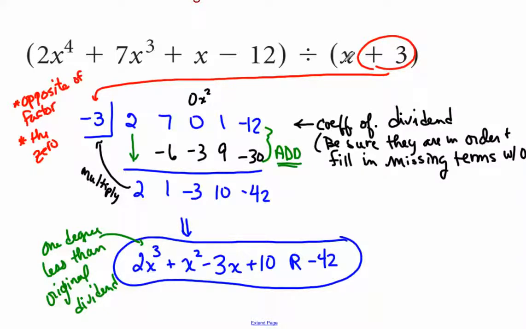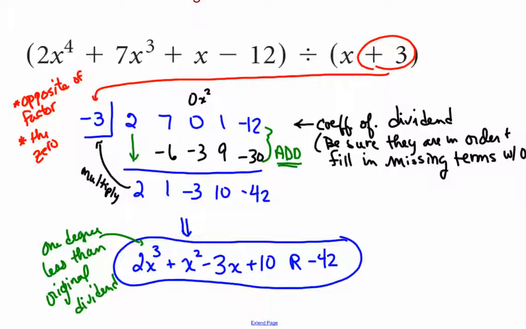Now, I took 2x to the fourth divided by an x plus 3. Well, 2x to the fourth divided by x is going to have to start with a 2x to the third. This is always going to be 1 degree less than what you started with. And you're using these as your coefficients. So 2x cubed plus 1x squared, we usually don't write the 1, minus 3x plus 10, and I'm out of terms, so this last guy here is always going to be our remainder. So we'll just put our negative 42.